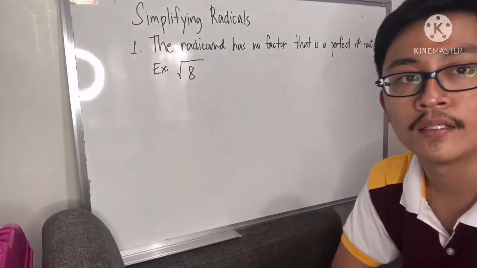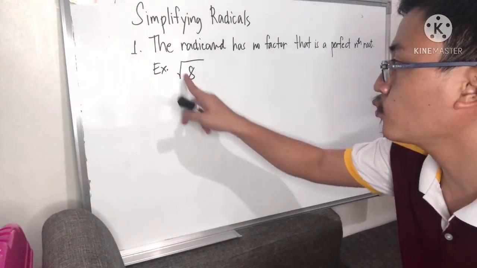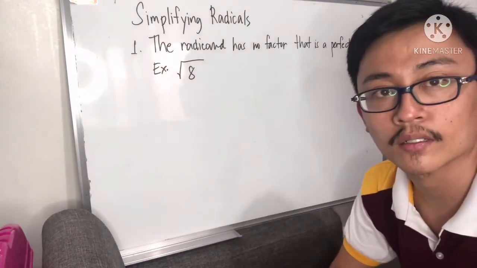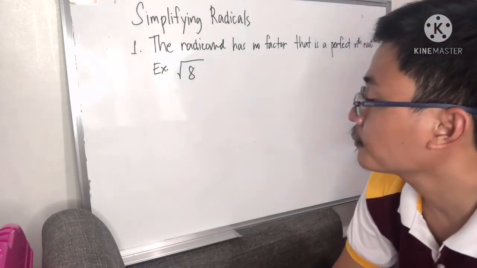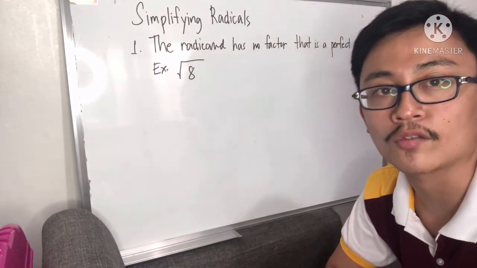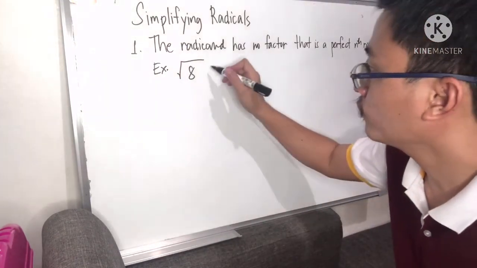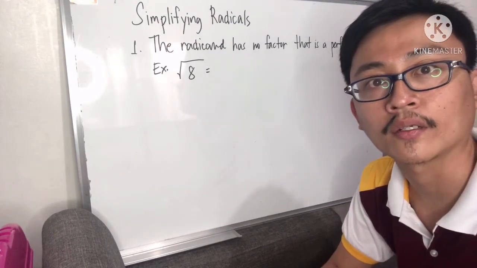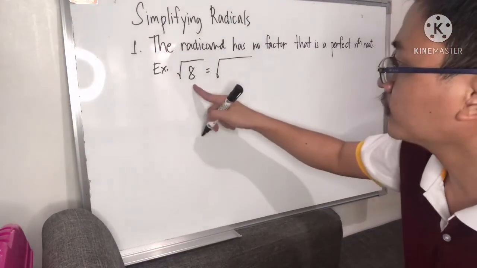So, pag tinignan natin yung square root of 8, ang index niya is 2, ang radicand niya is 8. 8 is not a perfect square. Walang number na pag minultiply natin sa sarili niya, ang magiging sagot is 8. So, what we're going to do is to think of factors of 8 na merong perfect square. Ano-ano yung factors na yon? So, that is, factors ng 8.